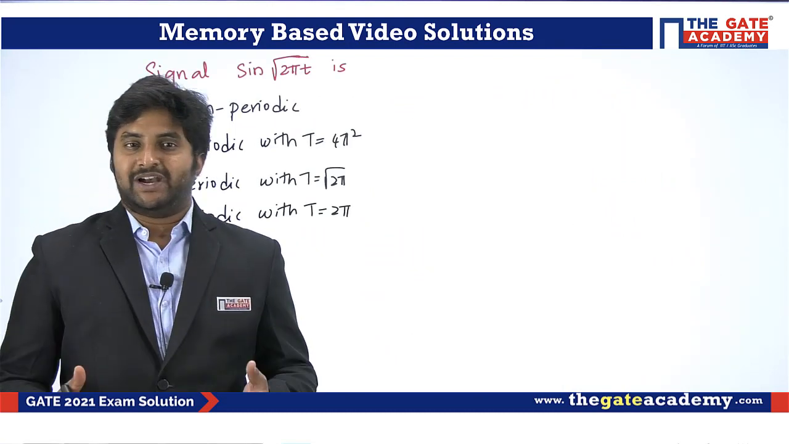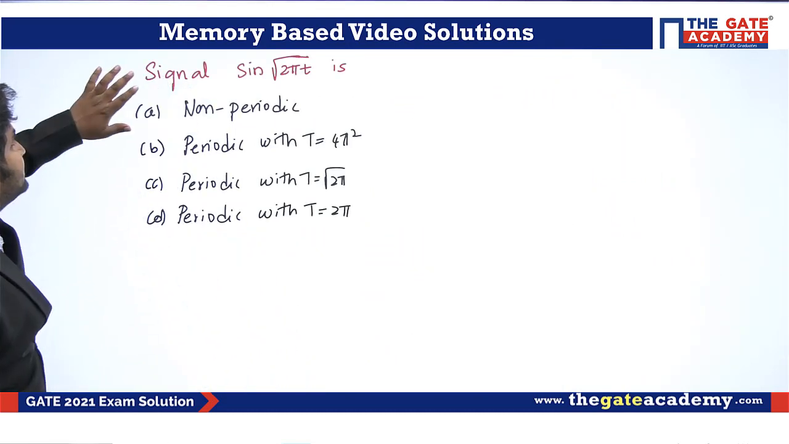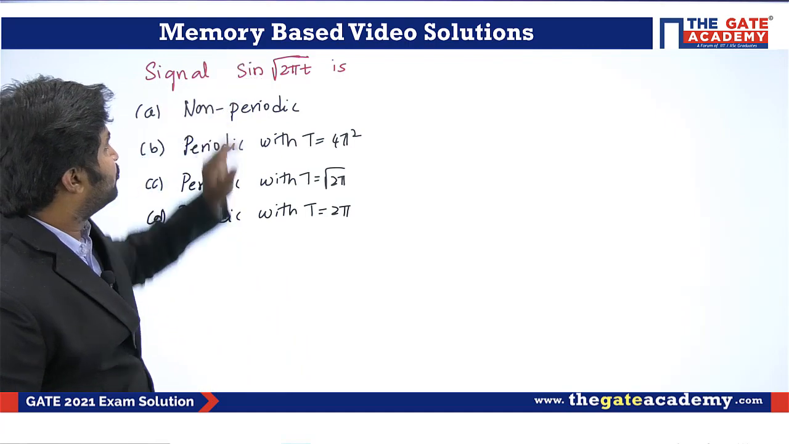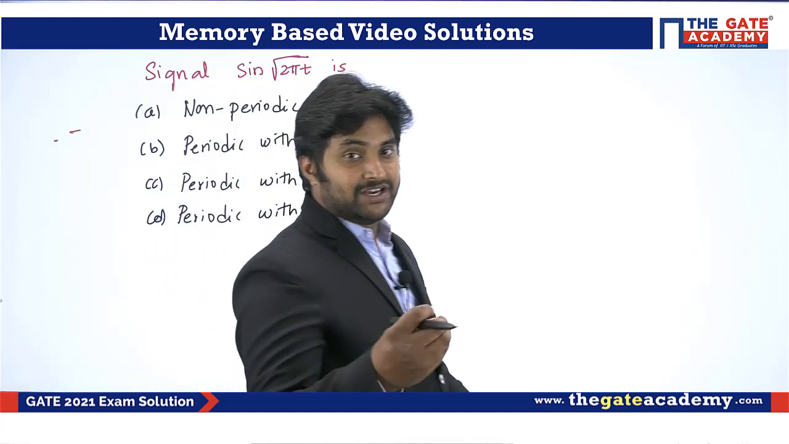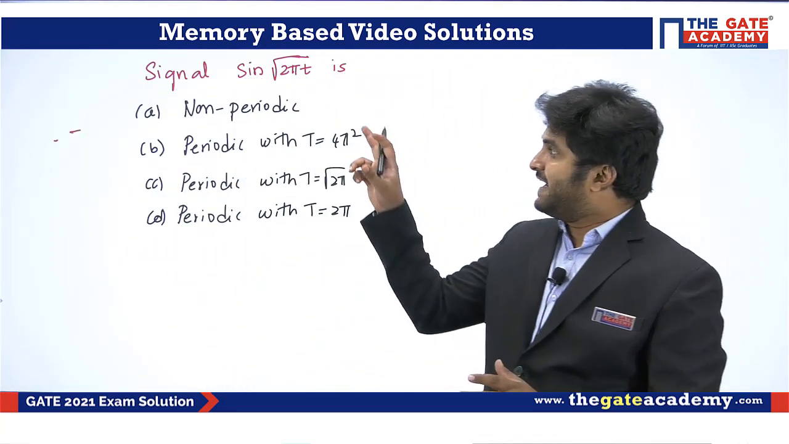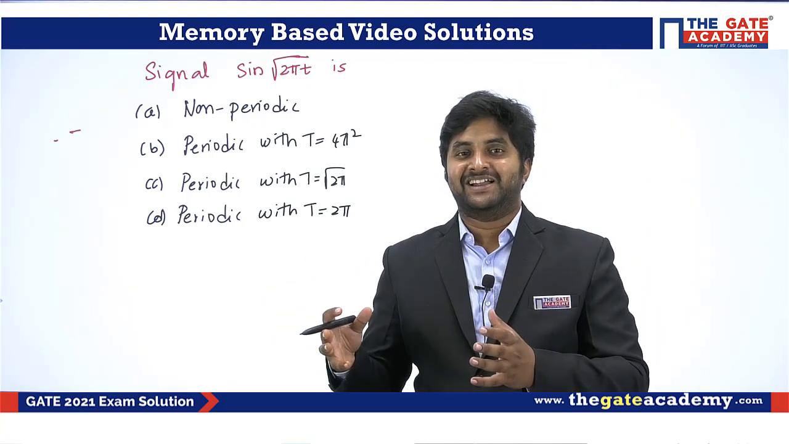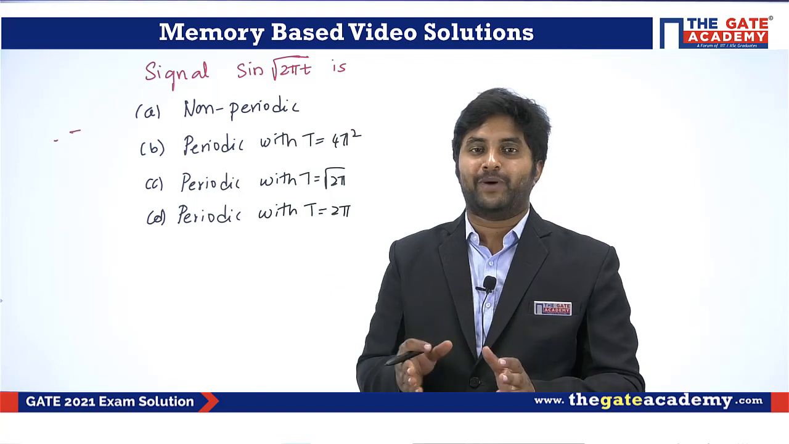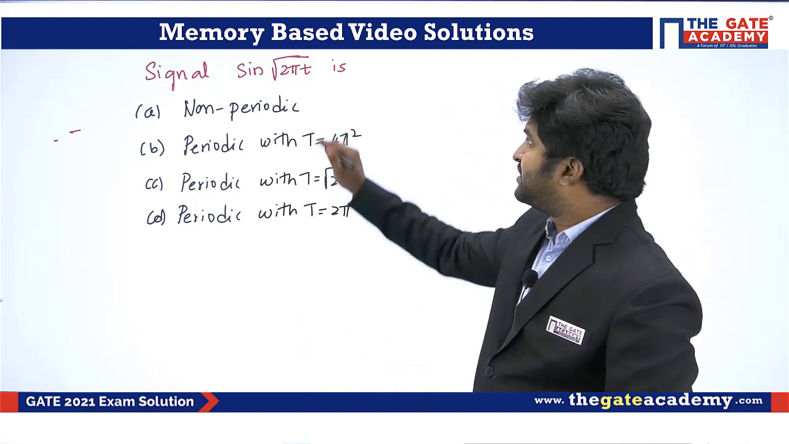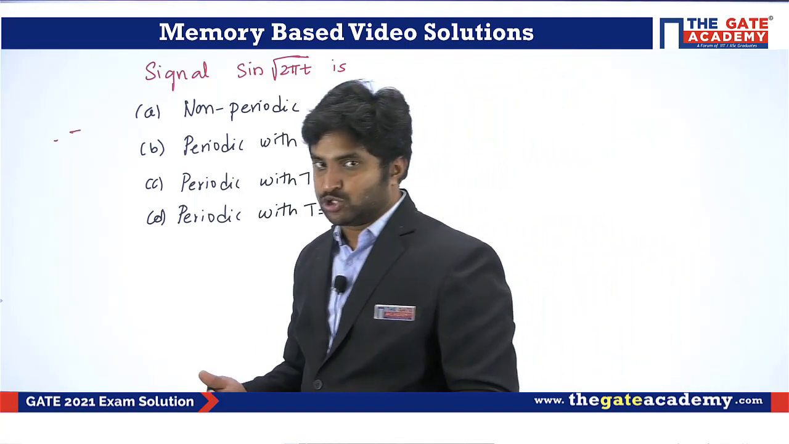So my dear students, let us start the second question. Here is a signal which is given as sine of root 2 pi t. Here the root is there for the entire 2 pi t. Many students might have assumed that the root is there only till 2 pi, not to t. But actually the root includes t also, right?